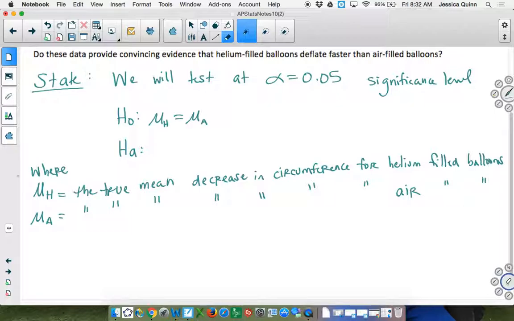Okay, so again, I have a hard time figuring out what my alternative hypothesis is until I explicitly define my variables, because sometimes I get confused. So which one is going to be bigger, mu H or mu A, or are they just going to be different? Mu H is going to be bigger, it's going to have a bigger decrease, right? Because it says, is there evidence that helium-filled balloons deflate faster, so they have a bigger decrease? Okay, so far so good, yeah? Okay. What's next?